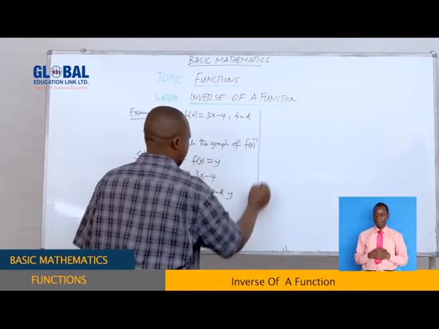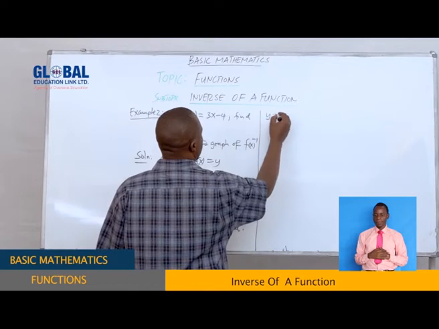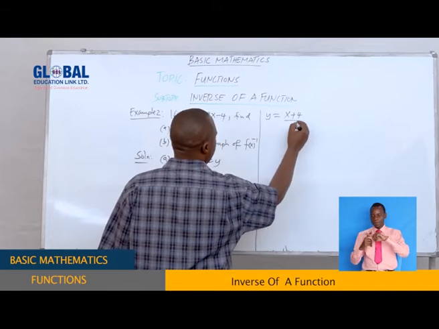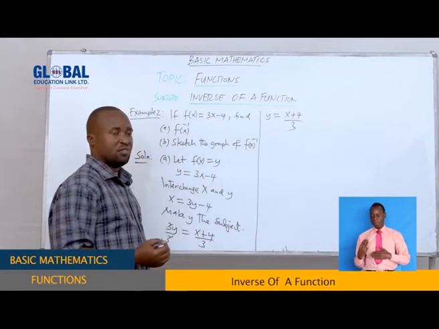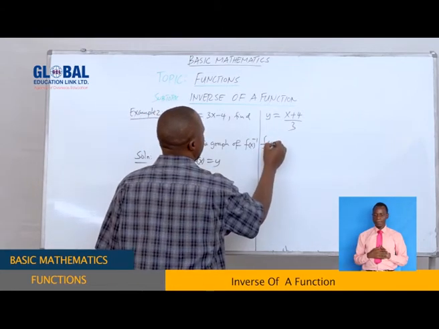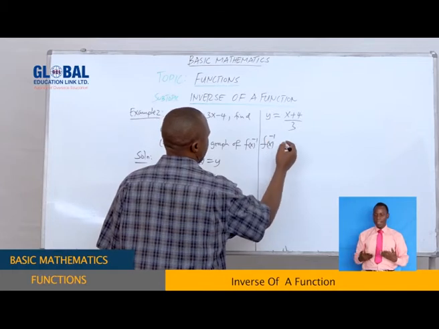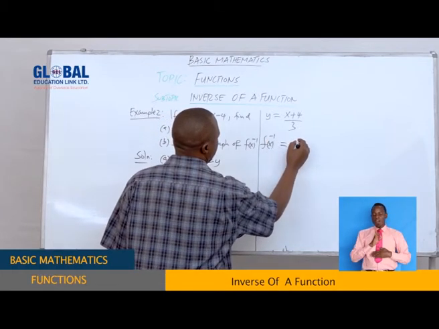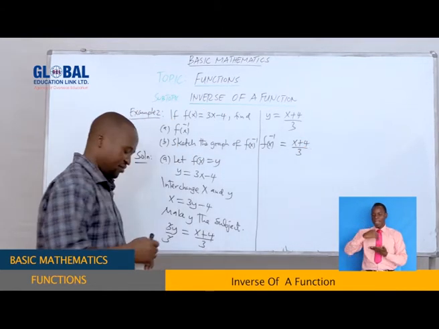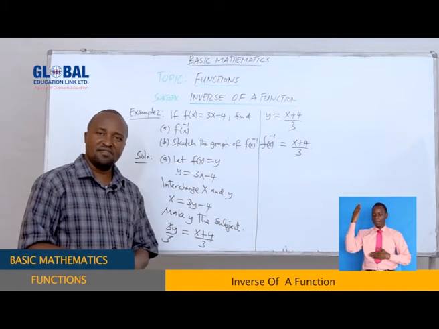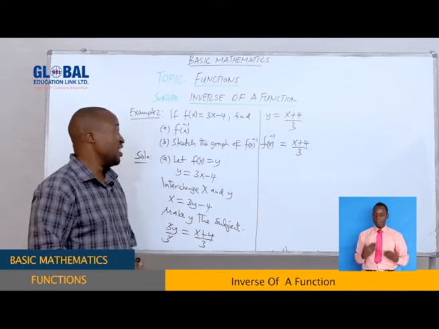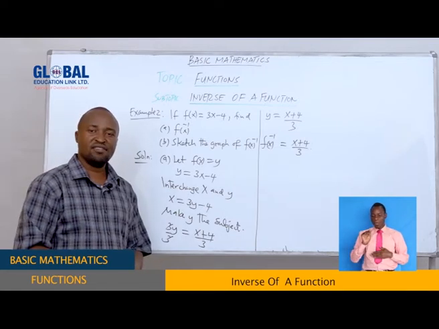So in this case, y is equal to x plus 4 over 3. But remember, f of x is equal to y. Therefore, f inverse of x is equal to x plus 4 over 3. Now that is A. Now B, we are supposed to sketch the graph of f inverse of x.